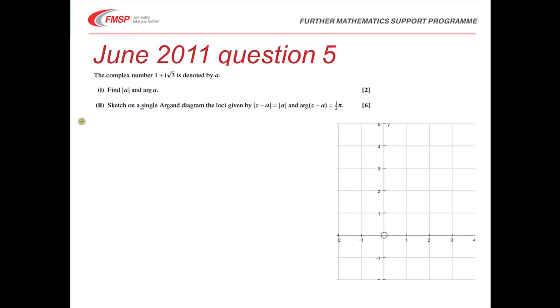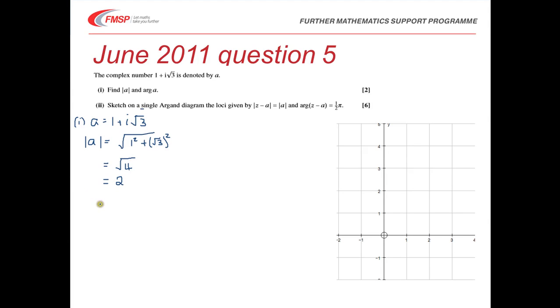So let's start with part 1. So a is equal to 1 plus i root 3. So the modulus of a is given by Pythagoras' theorem. So it's just going to be the real part squared, 1 squared, plus the imaginary part squared. So that's 1 plus 3, so it's the square root of 4, which is equal to 2.